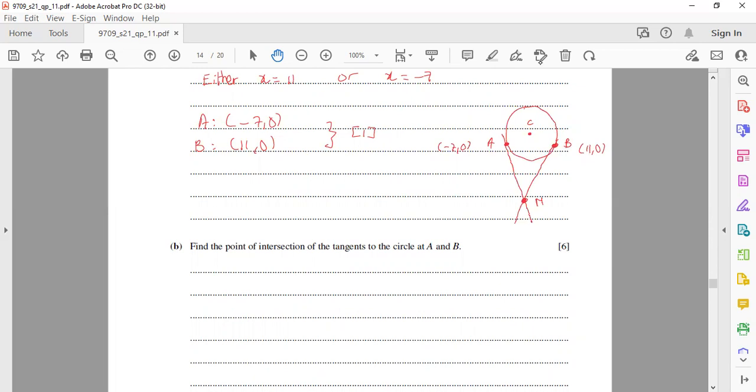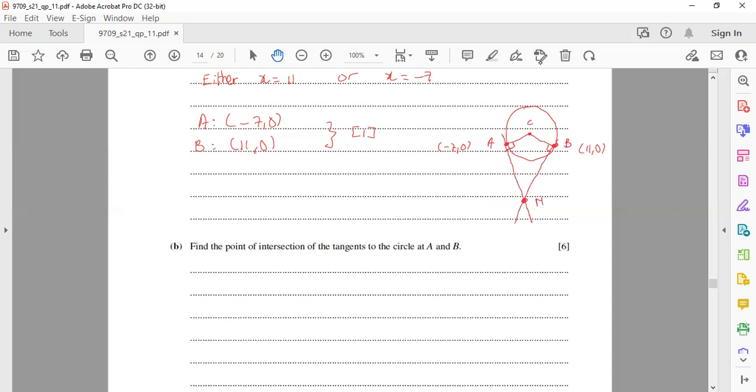So I can join the tangent. This should be 90 degrees since it is a tangent to the circle. And here as well, it's 90 degrees. Good. So we have a drawing. We know the coordinates of A. We know the coordinates of B. We need to find the equation of the tangents. That is the tangent at A, the tangent at B. Once we find the equation of the tangents at A and B, we can solve them simultaneously to find the point of intersection.